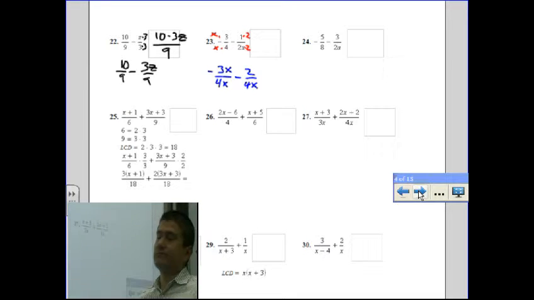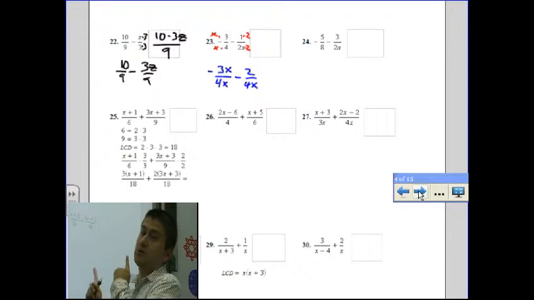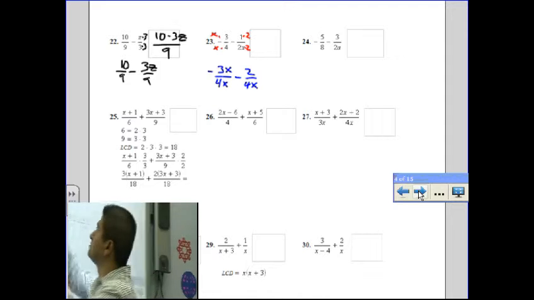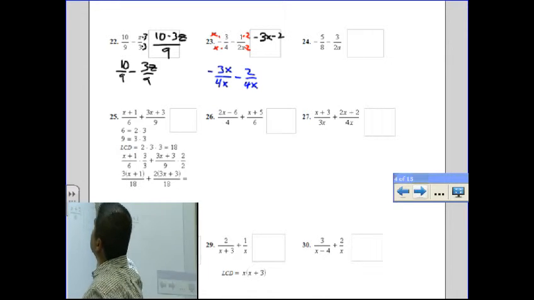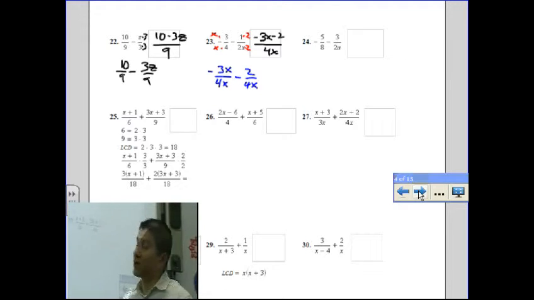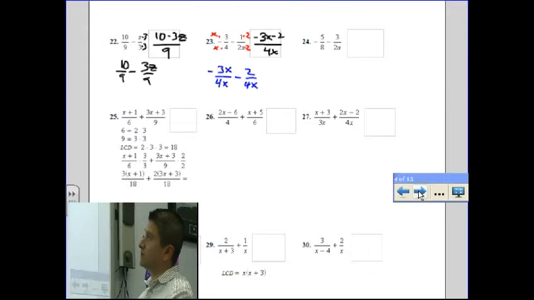What do I do from here? I have a common denominator. Once the bottoms are the same, I can put the tops together. So just put the tops together. That's it. Bottom stays the same. Once the bottom is the same, you leave it the same.